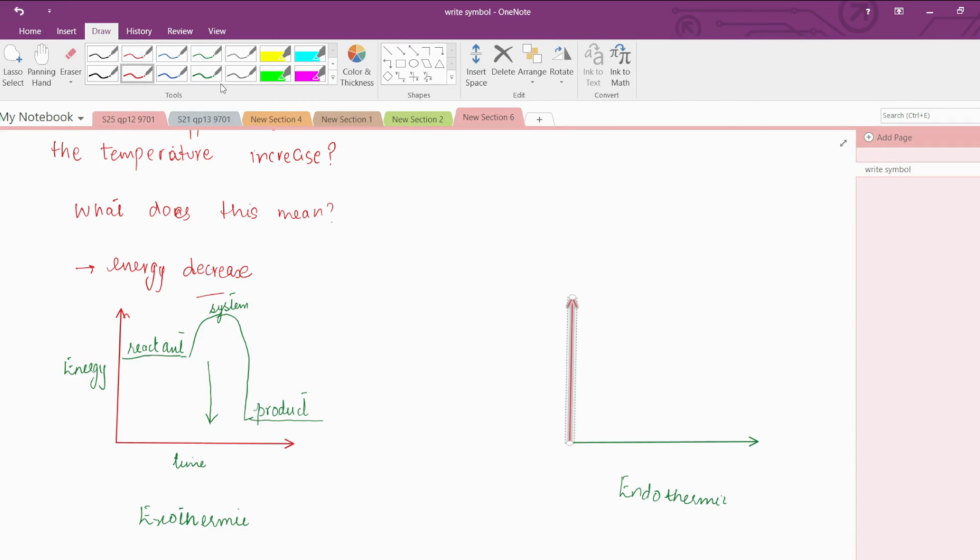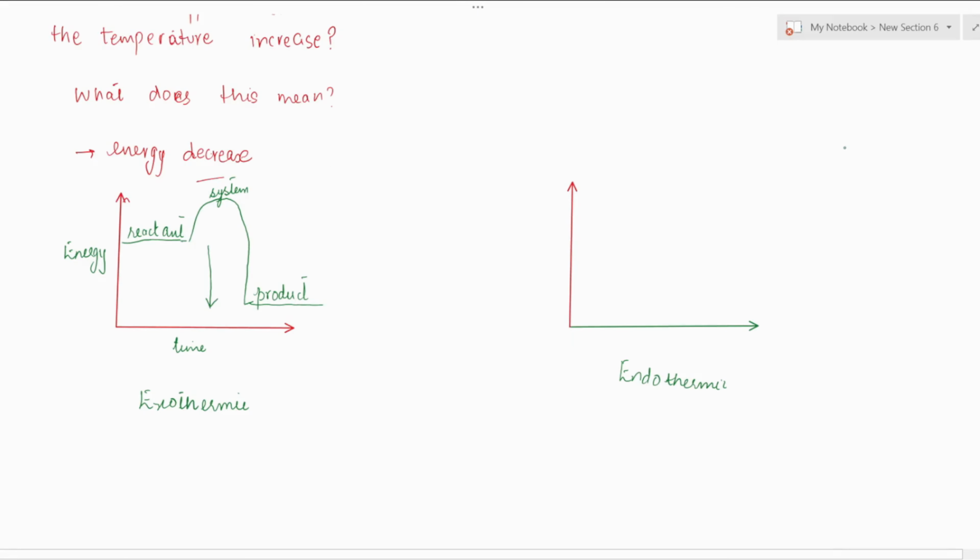Okay, let's just make a graph. The energy of reactant is less, but they absorb energy from the atmosphere or the surrounding. So the products would have more energy and there is an increase in energy. So these are the two graphs that you must know.